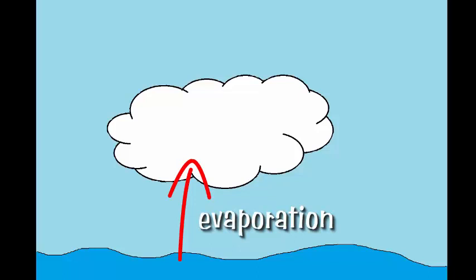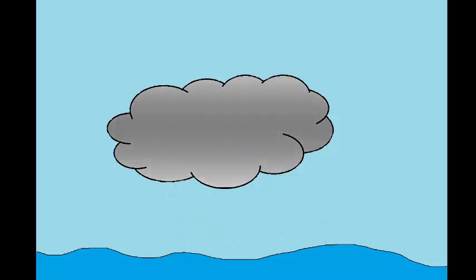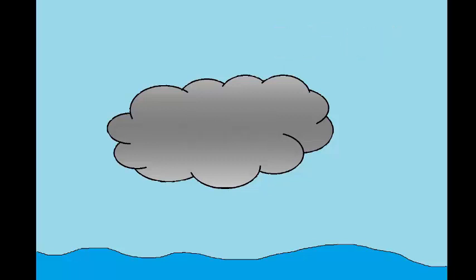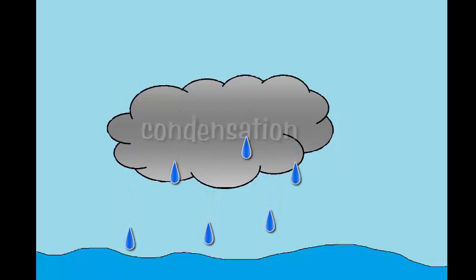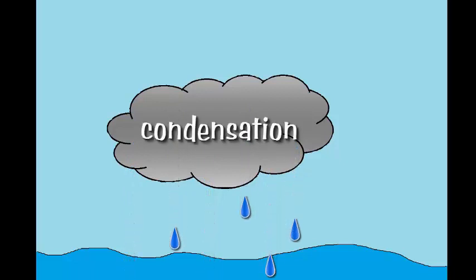Just like a bucket, the air can only hold so much water vapor until it's full. When it is full, we say that it is saturated, and the relative humidity would be 100%. We'll talk about what that means in a few minutes. Under these conditions, the air acts like a bucket that's already full of water. It can't hold any more water vapor, so it starts to dump some back out, and the water vapor turns back into a liquid in a process called condensation, and we get rain.